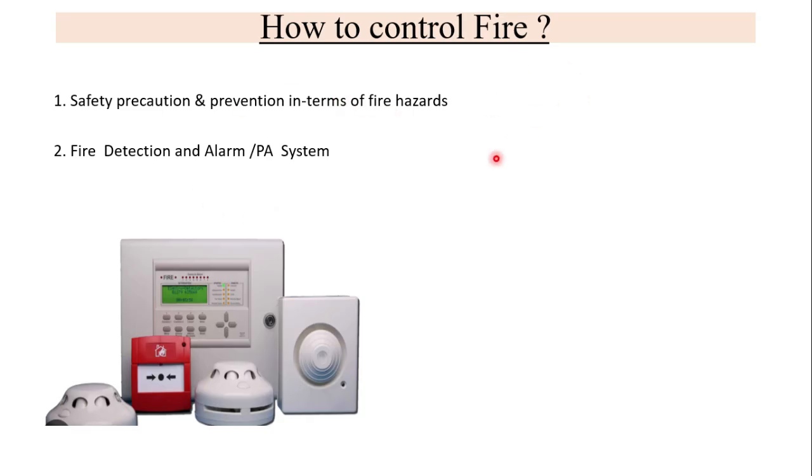So this is the fire detection and alarm, where alarm means the hooters, and PA means public announcing system. In case of fire, after certain minutes the PA system is activated, and you can listen to a message like, please, it's an emergency, please evacuate the building. There is a fire, please evacuate the building, messages like that. So this is the fire detection and alarm system. We will discuss it in detail in further videos.